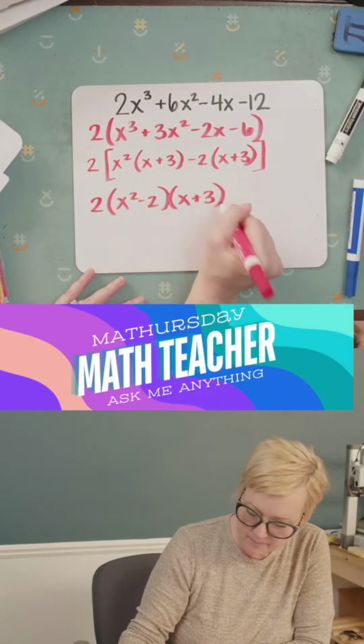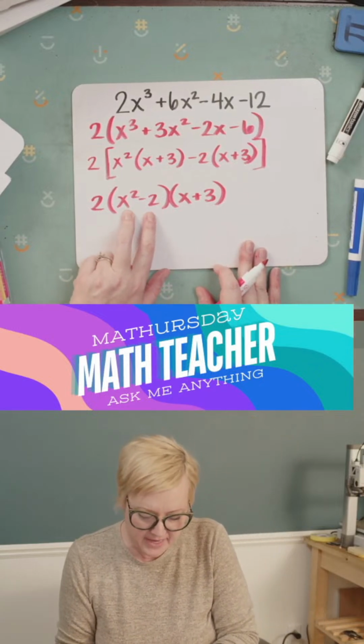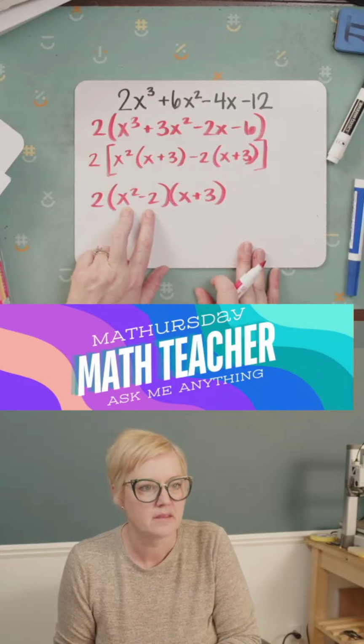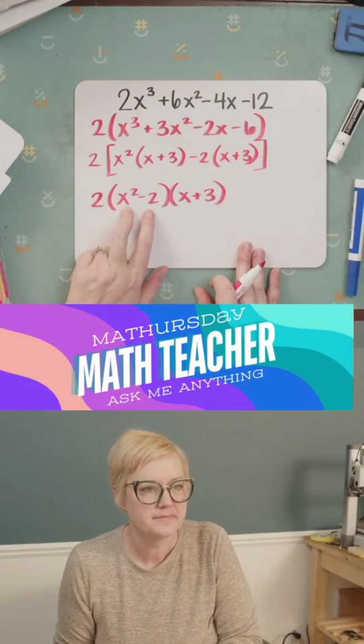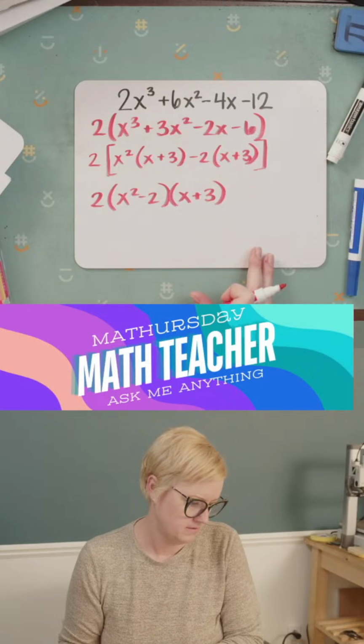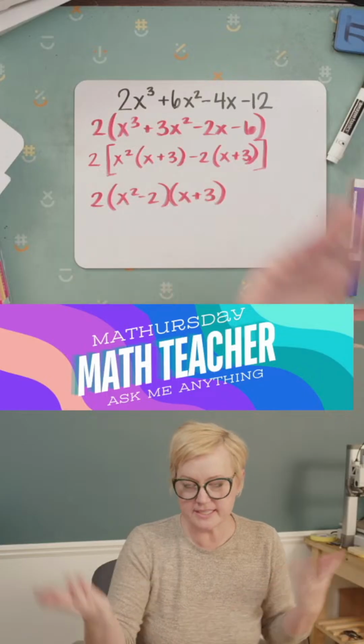It's not giving us that perfect square because right here, that x squared minus 2, that's not a perfect square. The equation shouldn't be minus 12x. Okay, so this is how you would factor that.